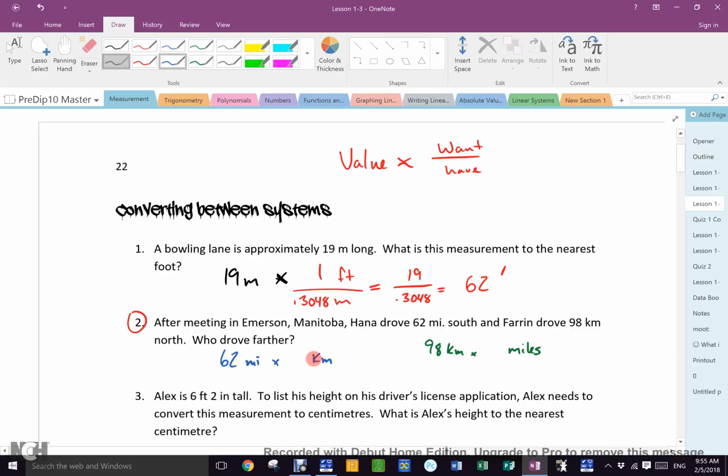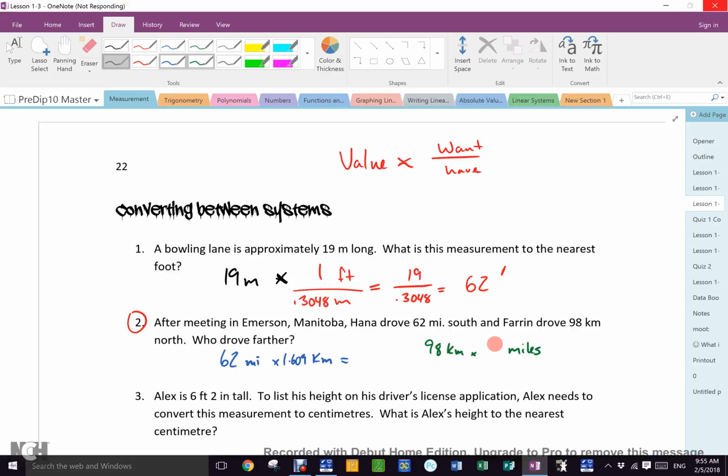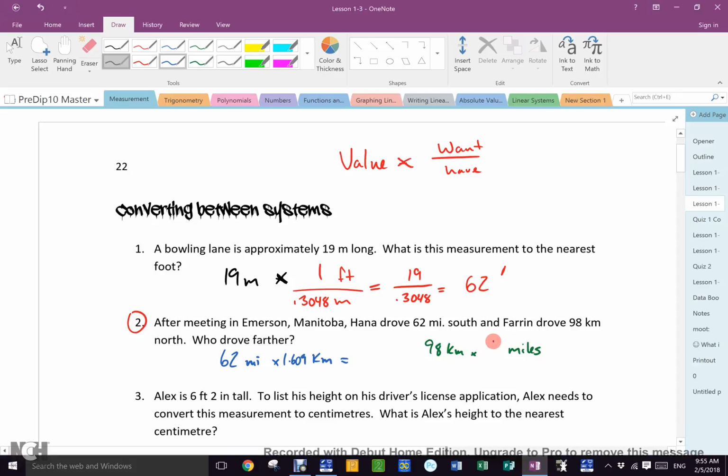So if I do the miles to K, I want kilometers, so the 1.609 is on the numerator spot, so it's straight multiply to the nearest mile. If I go here, then the 1 is on the top, right? My screen's frozen. There we go. 1, and it's over 1.609. So this one is 98 divided by 1.609.